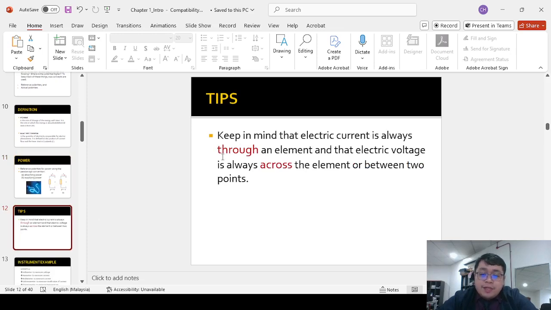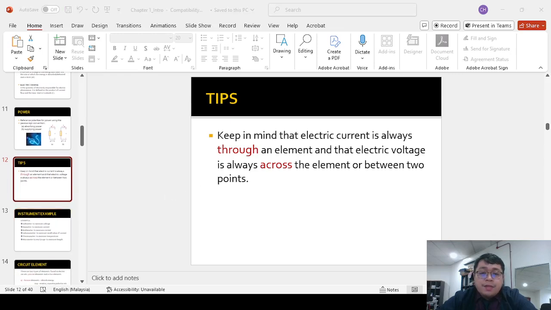So keep in mind that electric current is always through an element and that electric voltage is always across the element between the 2 points. What this means is that, for example, electric current is the flow of electrical charges, usually carried by electrons, through a conductor or a circuit element, for example a resistor, a wire, or a light bulb. So the word through means that the current physically moves inside across the body of the component.